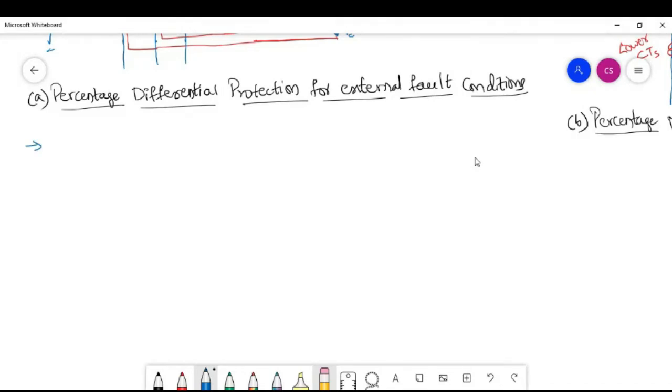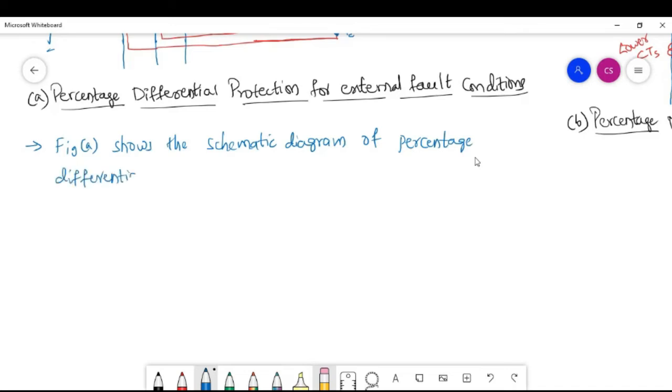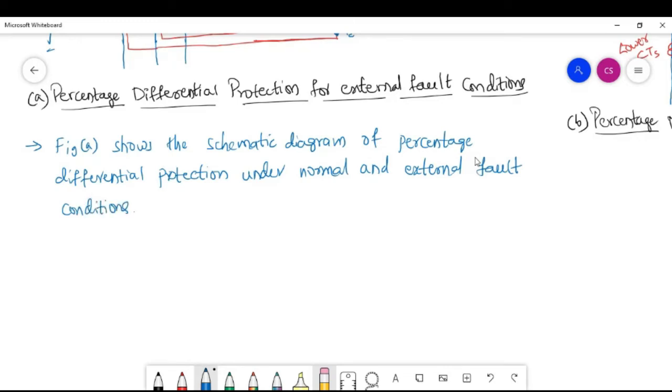Right. The schematic diagram, figure A, shows the schematic diagram of percentage differential protection under normal and external fault conditions.